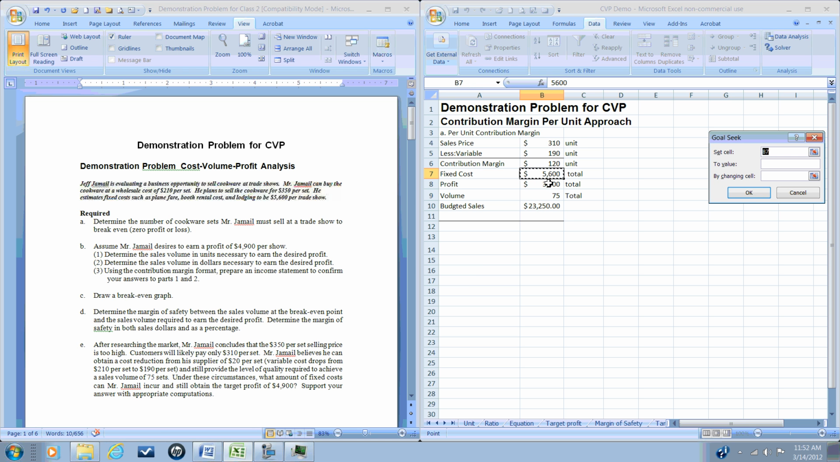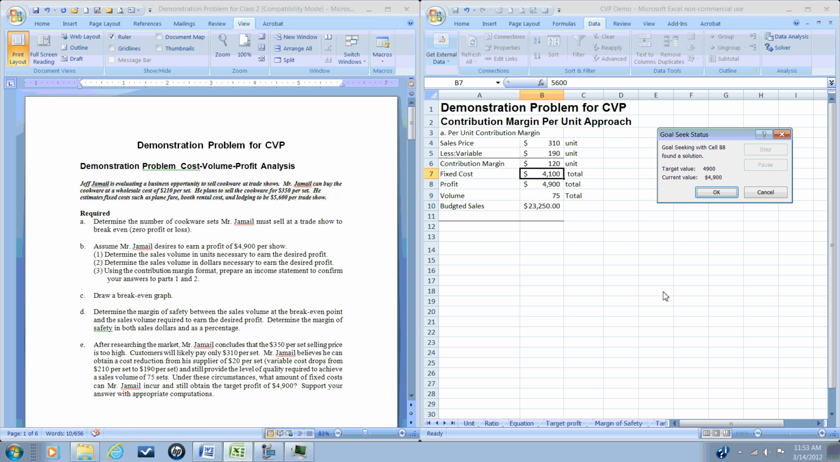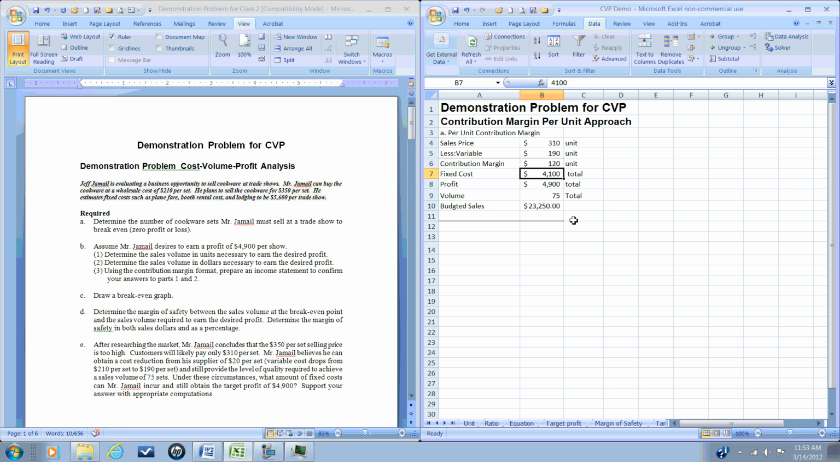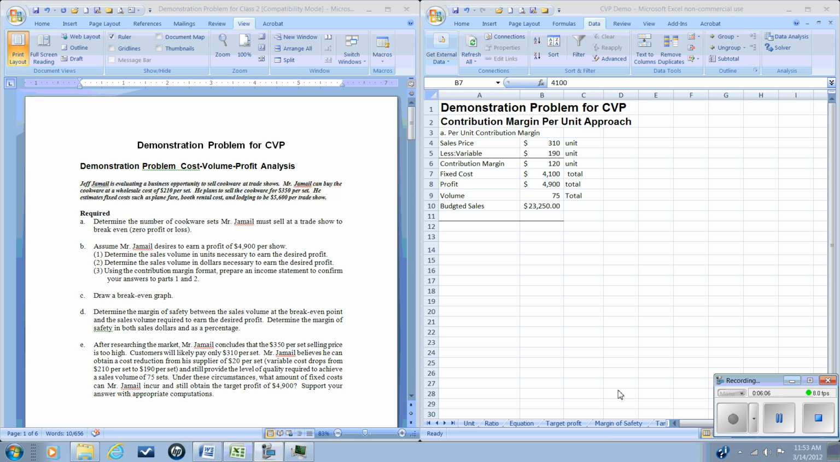So we're going to set the profit B8 to a value of 4,900, not by changing the volume, but by changing the fixed cost. And we get the same answer that we did before. At our budgeted volume of 75 units, we need to establish our fixed cost at 4,100 to earn a profit of 4,900. So again, Goal Seek can really come in handy when we're doing CVP analysis.